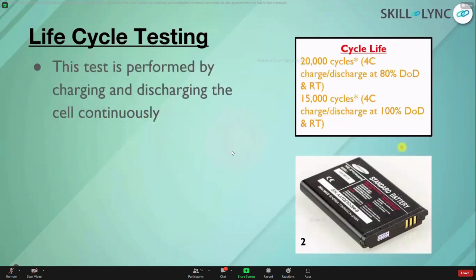These life cycle tests are performed by charging and discharging the cell continuously. It is done at different rates: 4C charge and discharge at 80% DOD and 15,000 cycles, whereas 4C charge and discharge at 100% DOD.